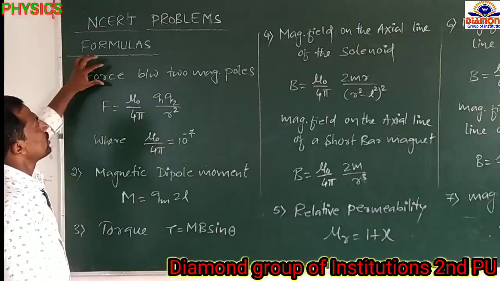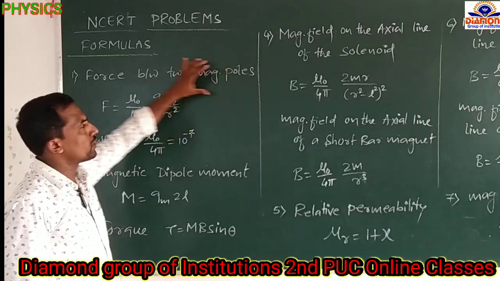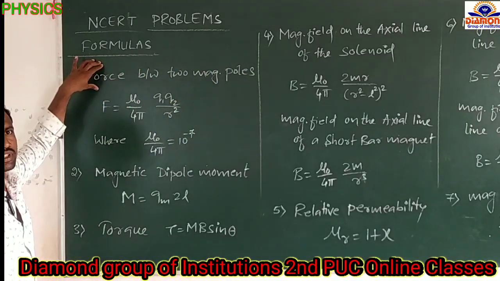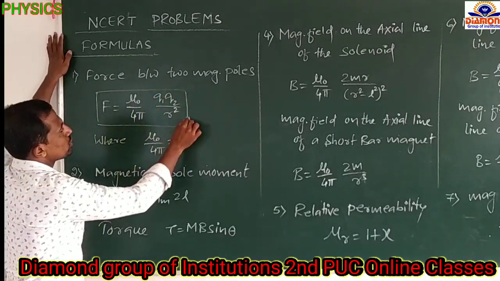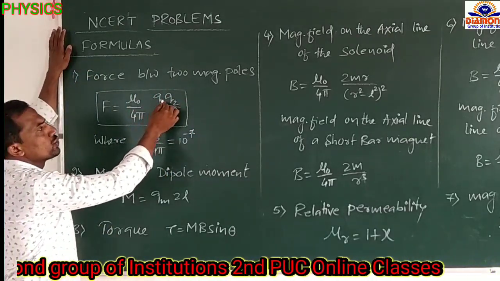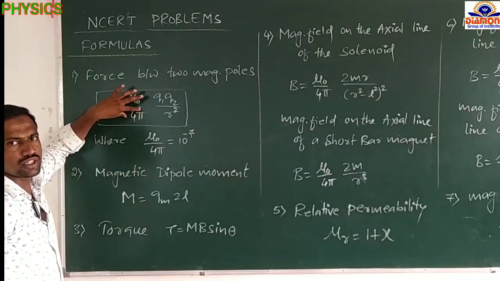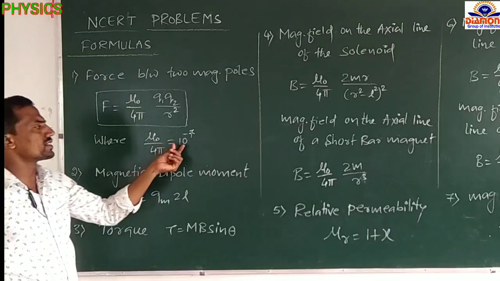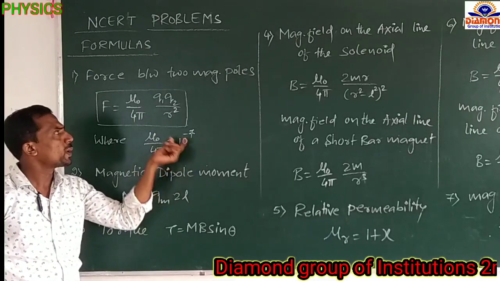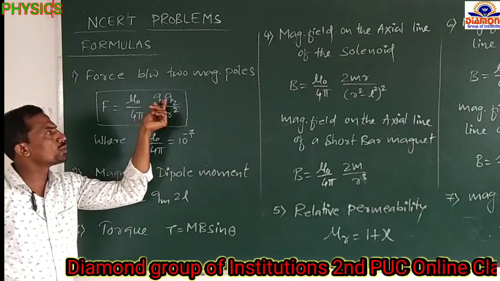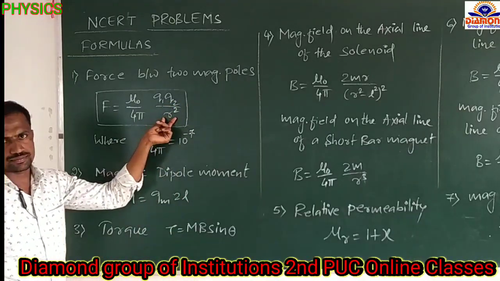First one, force between two magnetic poles. What is the formula of force between two magnetic poles? If you have two magnetic poles, then the formula is F equals mu naught by 4 pi Q1 Q2 by r square. Mu naught by 4 pi is a constant of proportionality and its value is 10 to the power of minus 7. Q1 and Q2 are the pole strengths and r is the distance.